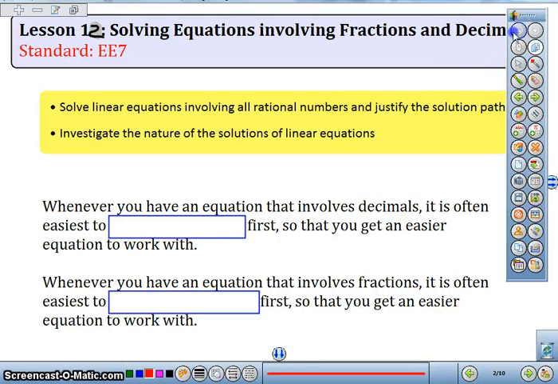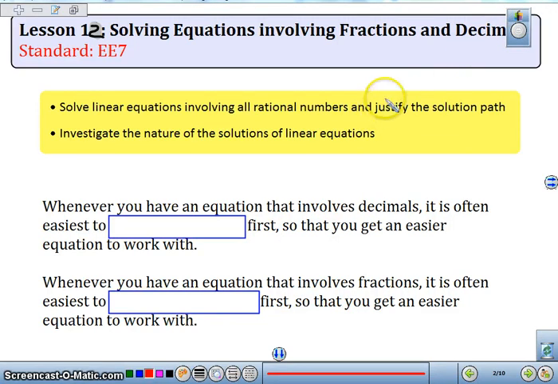Today we are looking at lesson 12 in unit F. We're solving equations again, and we're trying to eliminate our fractions and decimals. One of the key things we want to talk about is that whenever you have an equation that involves decimals, it's often easiest to clear the decimal first, so that we have an easier equation to work with.